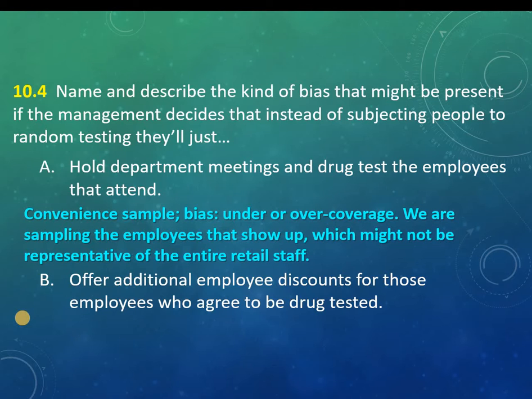Okay, what if I offer additional employee discounts for those employees who agree to be drug tested? It's a voluntary response bias because people can choose whether or not they want to be drug tested, and then the employee discount probably isn't worth it. Beautiful. Absolutely beautiful. Word for word, I loved it. Voluntary response because you're still volunteering to participate in this. And it's going to result in undercoverage because those people who are doing drugs are probably going to weigh the benefits of a discount versus a job.